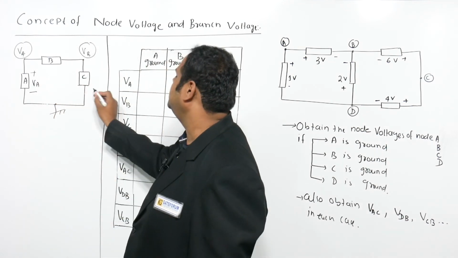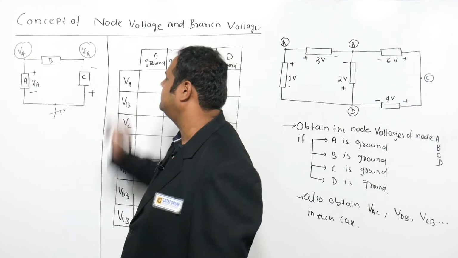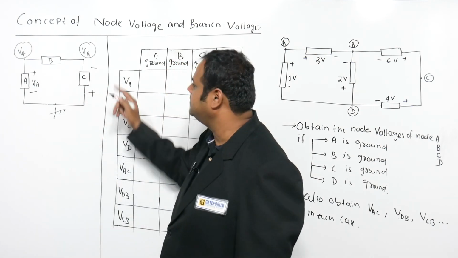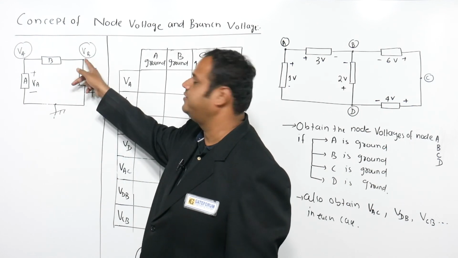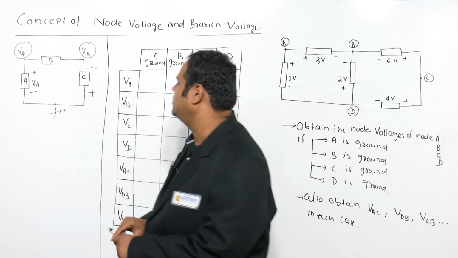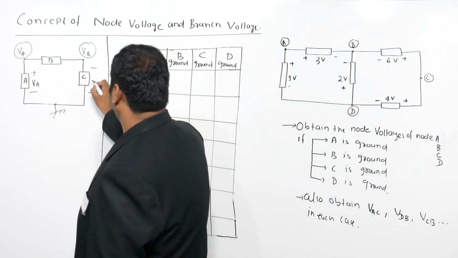However, if I'm saying this is plus and this is minus, then if I ask you what is this particular voltage, plus side voltage is 0, minus side voltage is VB, right? So in this case, your answer is 0 minus VB, that is minus VB.